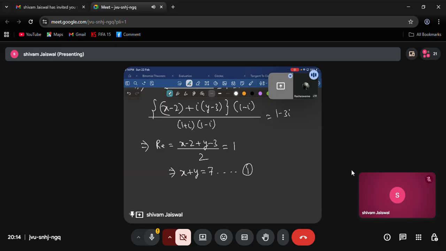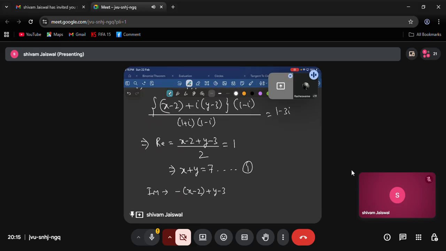Next, let us compare the imaginary part. Imaginary part will come from minus iota into x minus 2. So that will give us minus of x minus 2, and iota into y minus 3 plus 1, so plus y minus 3. Minus of x minus 2 plus y minus 3 is equal to minus 3.